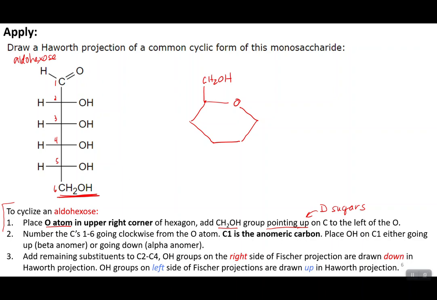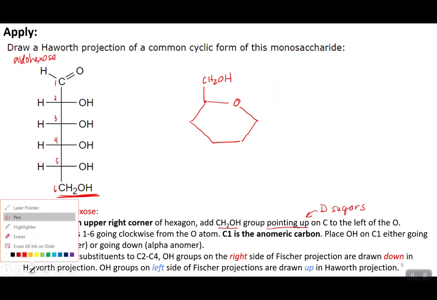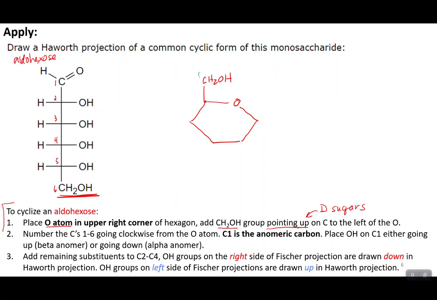So again, this is carbon number 6. Let me draw that in a different color. This is carbon number 6. This here is carbon number 5. And if I look at carbon 5 here, I see that I have a CH2OH group bonded to that, which is what I just drew here.